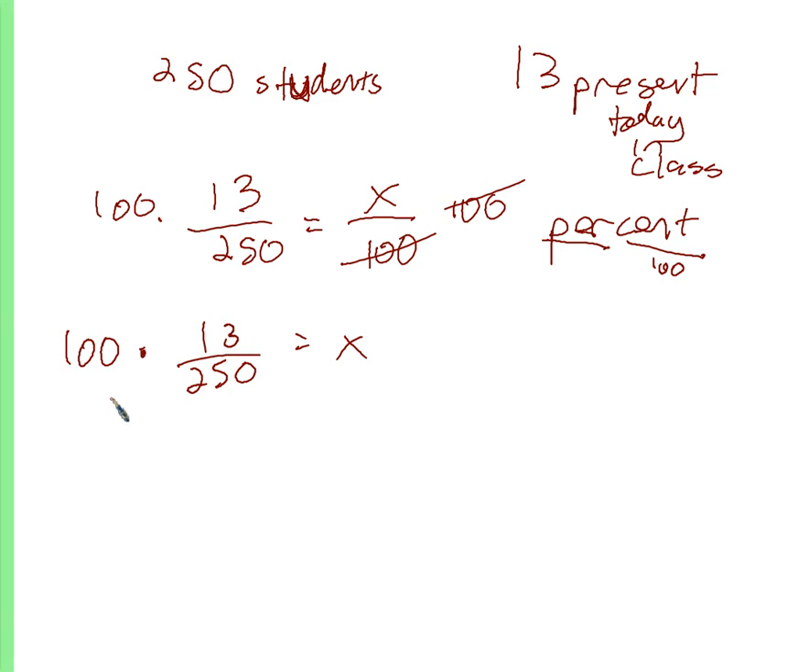Is multiplying by 100? In short, it moves your decimal place over twice. So 0.052 times 100 is 5.2%, or 5.2 students per 100 students. A 5.2% means every 5.2 of you in this class, there's 100 people in the entire student body.